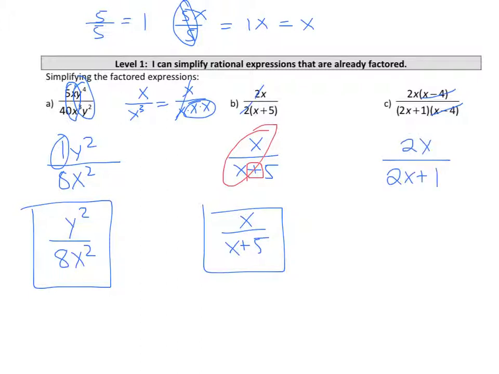Now again, we might be tempted to cancel those two x's, but they do not cancel. They're separated by a sum or difference. 2x plus 1 is like a whole factor. 2x is another factor. I can't cancel part of a factor with another factor. So this can't be simplified. That's my final answer.